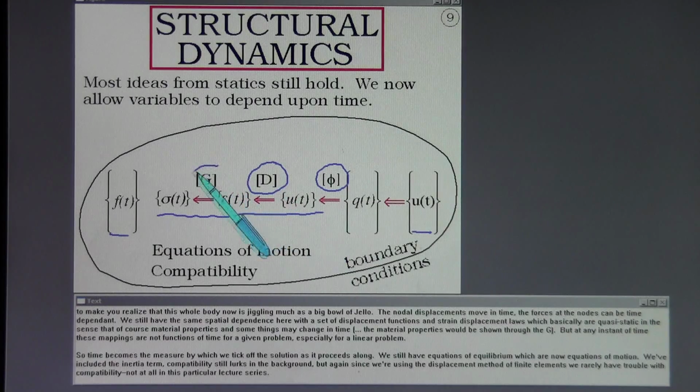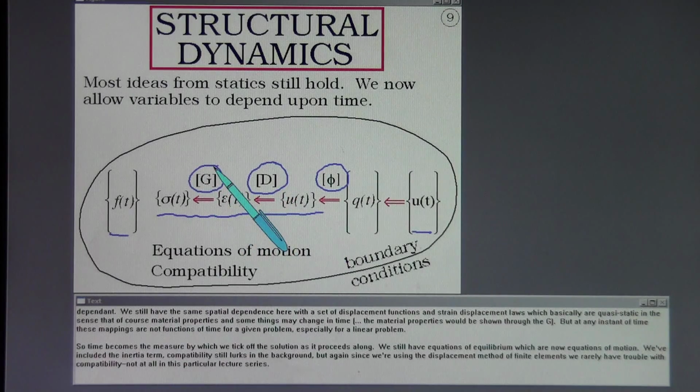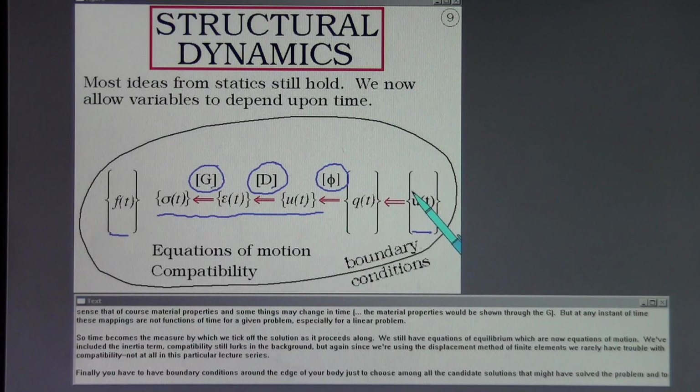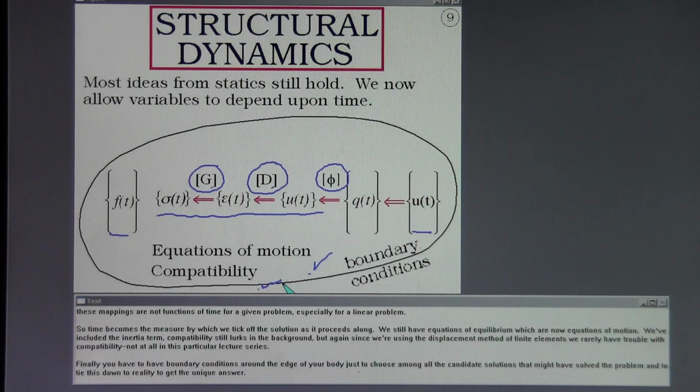Now, the material properties would be shown through the G, but at any instant of time, these mappings are not functions of time for a given problem, especially for linear problems. So time becomes the measure by which we tick off the solution as it proceeds along. We still have equations of equilibrium, which are now equations of motion. We've included the inertia term. Compatibility still lurks in the background, but again, since we're using the displacement method of finite elements, we rarely have trouble with compatibility, not at all in this particular lecture series.